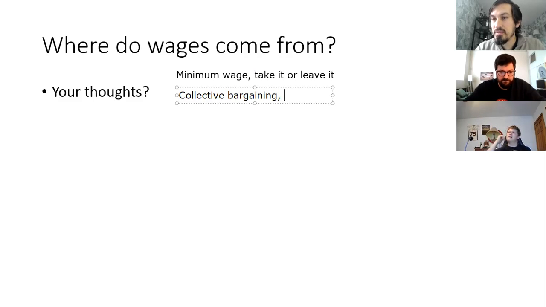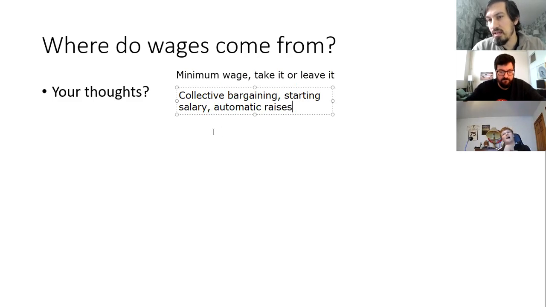Are those automatic raises? Yes, based on how many hours you get. Okay, so you have an automatic starting salary that's determined partially by the union. Yes. And then you have these automatic raises. So you don't actually have to go and negotiate for your wage. It happens automatically. Yeah. Okay, that's cool.